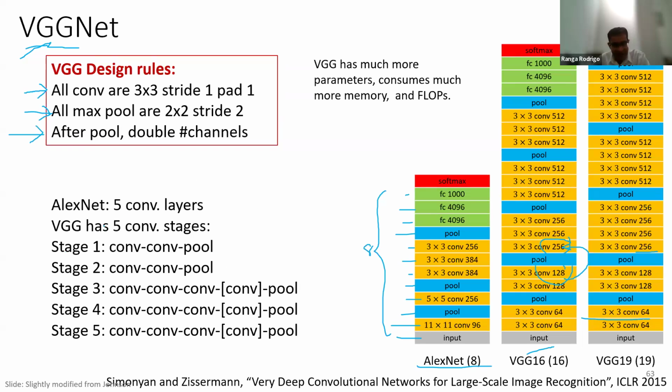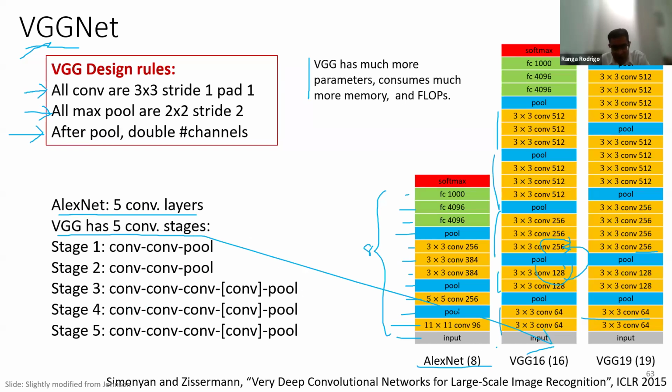So you can see, if you take the AlexNet, there were 5 convolution layers. In the VGGNet, there are 5 convolutional stages. So you can see these are the stages 1, 2, 3, 4, 5 convolution stages. VGG has many more parameters and consumes much more memory and floating point operations though.